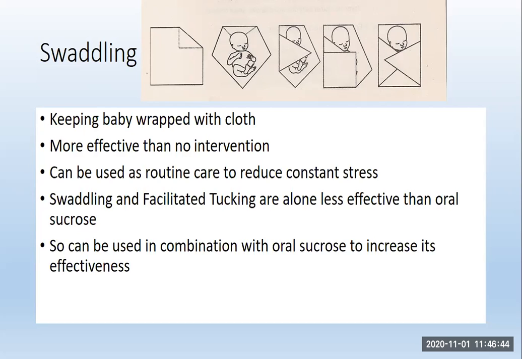Swaddling and facilitated tucking alone are less effective, remember, than oral sucrose. But when they are combined with oral sucrose, then they become more effective.